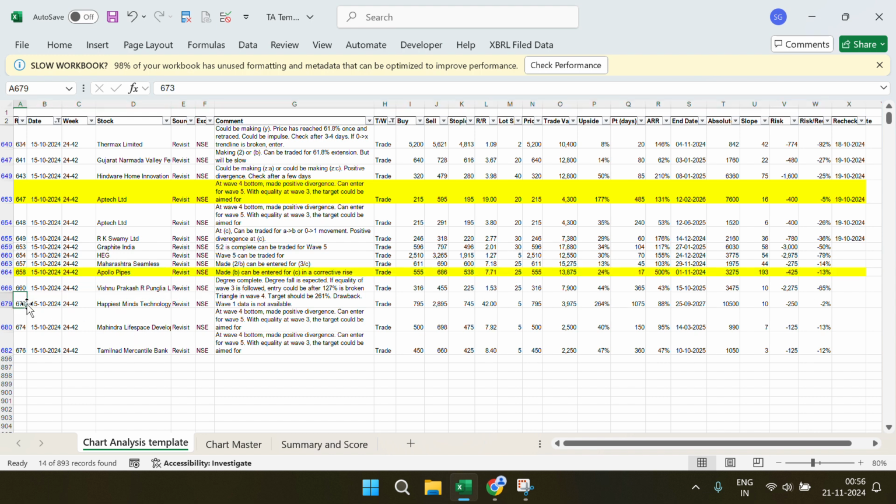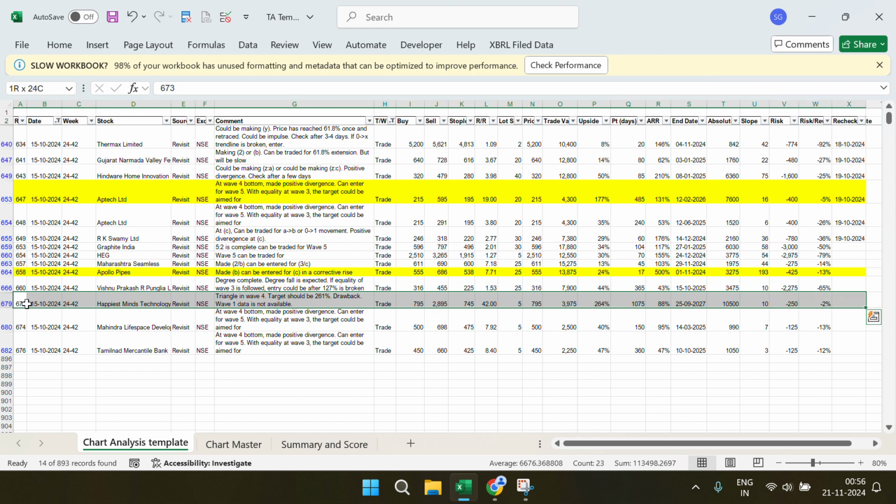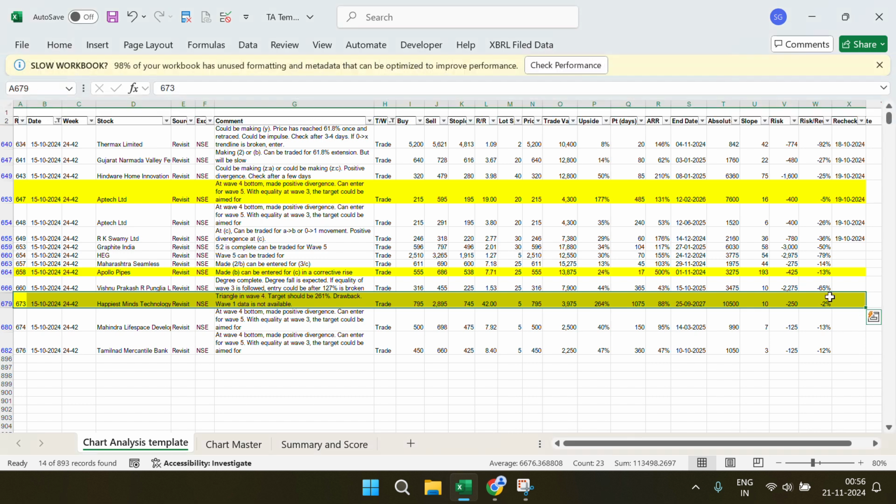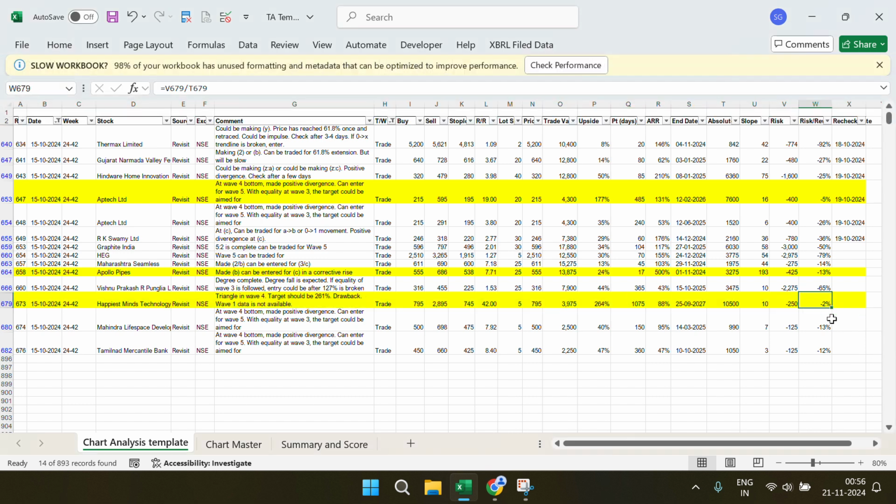I think this one I missed. This one is a very good trade, but it has a flip side to it, that my stop loss could be hit very easily. And one more thing is a part of discipline. No matter what, if the stop loss is hit, exit.